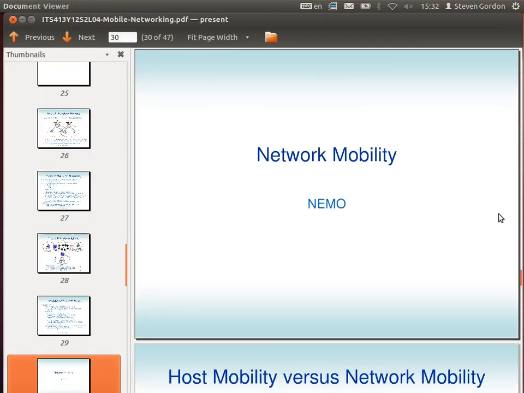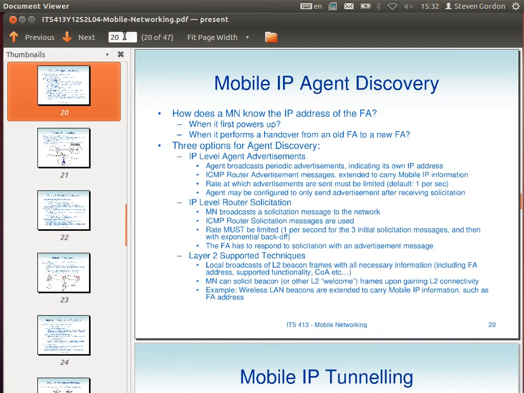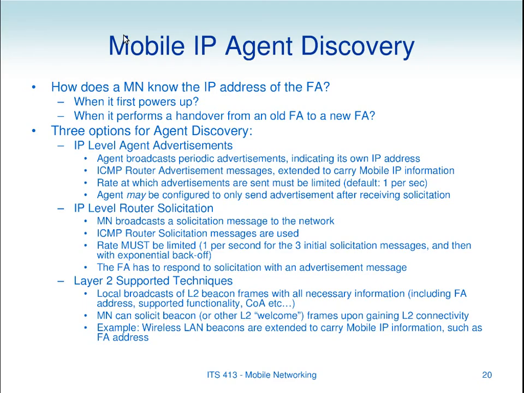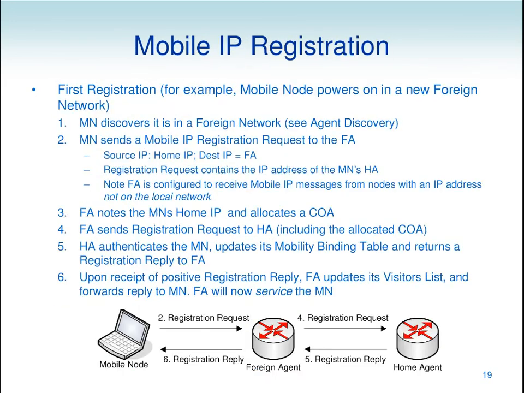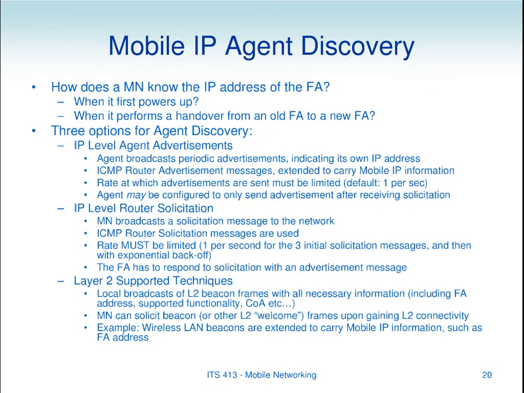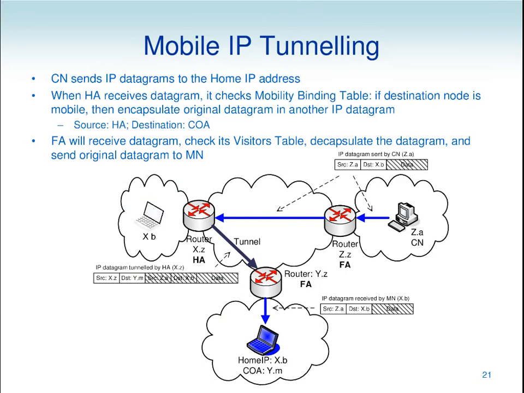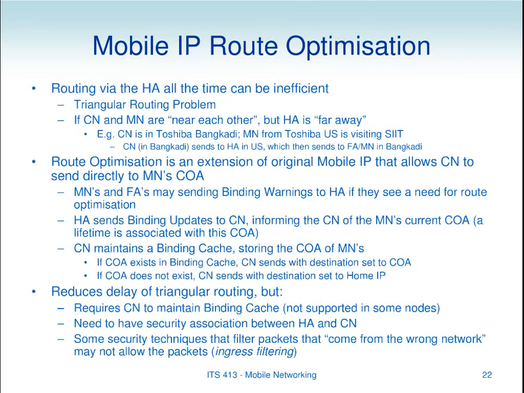Everything we've talked about is included. That's the normal rule, but let's see. So we've talked about registration for mobile IP, agent discovery, at least agent advertisements and router solicitation. That was last week. And tunneling we've talked about today. How route optimization works, we're not going to cover.